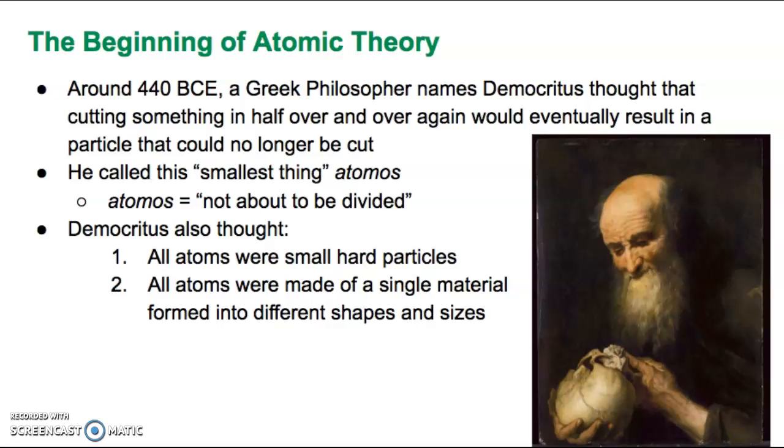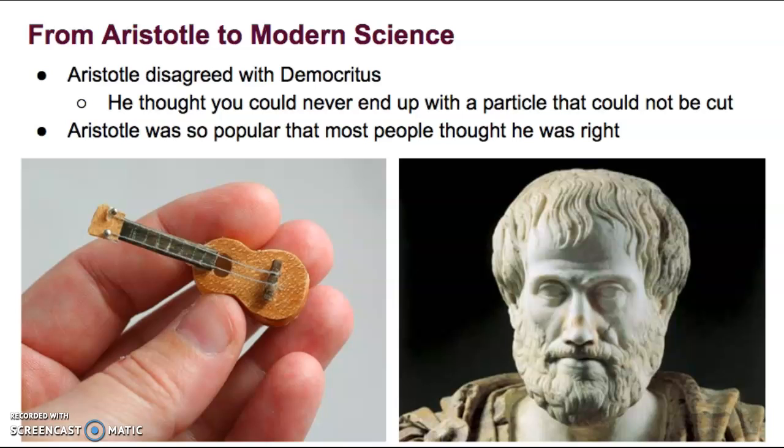all these things that could no longer be divided, were small hard particles, meaning that they were solid and they had mass. He also thought that all atoms were made of single materials formed in different shapes and sizes. So in other words, he thought that all of the different types of matter we see around us weren't a result of different elements, different atomic pieces, but of the same atom being arranged in a whole bunch of different shapes and sizes.